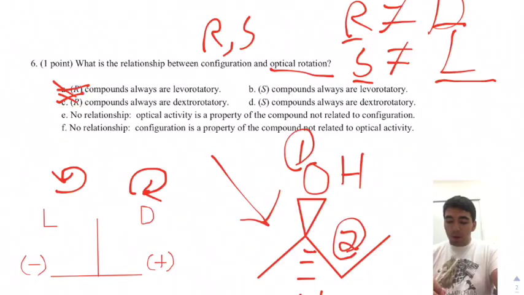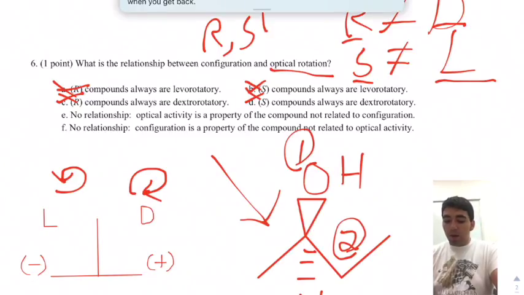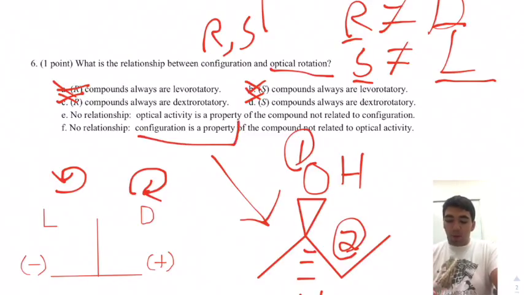So we know that it's one of the no relationships, and we know that S isn't, because S compounds are not one of these either. So it's definitely no relationship. Optical activity is a property of a compound that's not related to configuration. No relationship. Configuration is a property of the compound not related to the optical activity. We know that configuration is not really a property. It is a faulty system that we came up with. So we can really say that this is E.